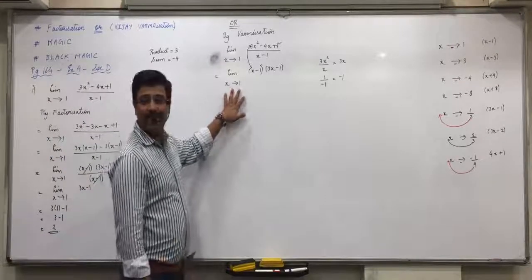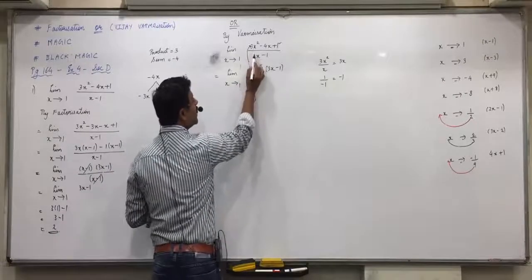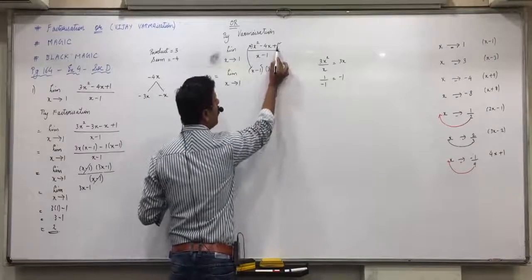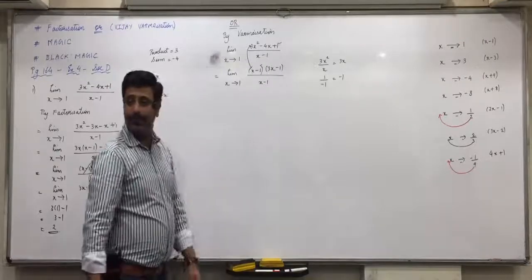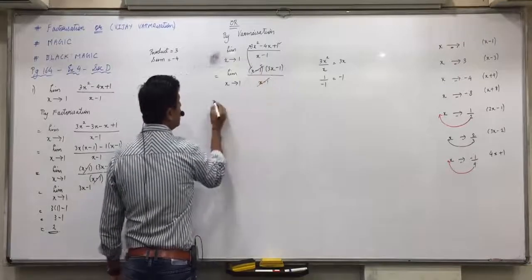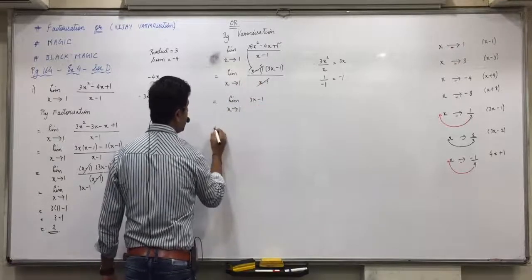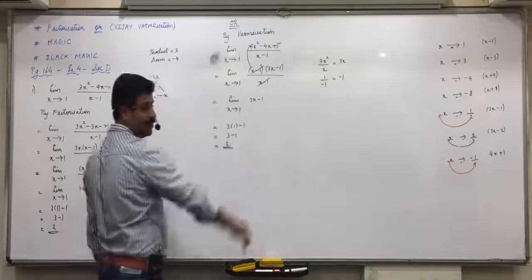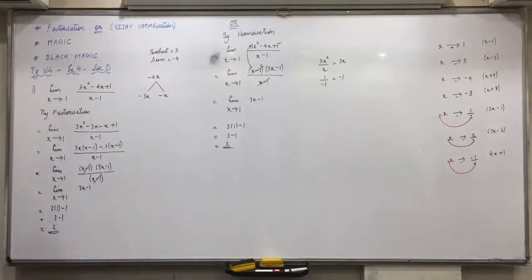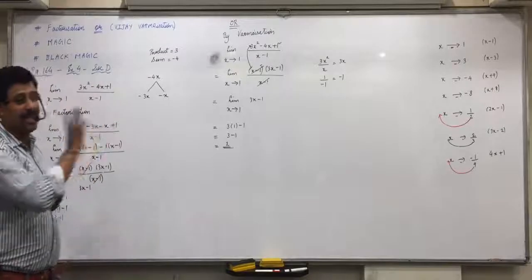X tends to 1. So one of the factors is x minus 1. And second factor, 3x square divided by x, 3x. 1 divided by minus 1, minus 1. Denominator x minus 1. Okay? X minus 1 gets cancelled. Limit x tends to 1, 3x minus 1. 3 into 1 minus 1, 3 minus 1, 2. Did everyone understand this portion? So, whosoever is having trouble with factorization can use this.